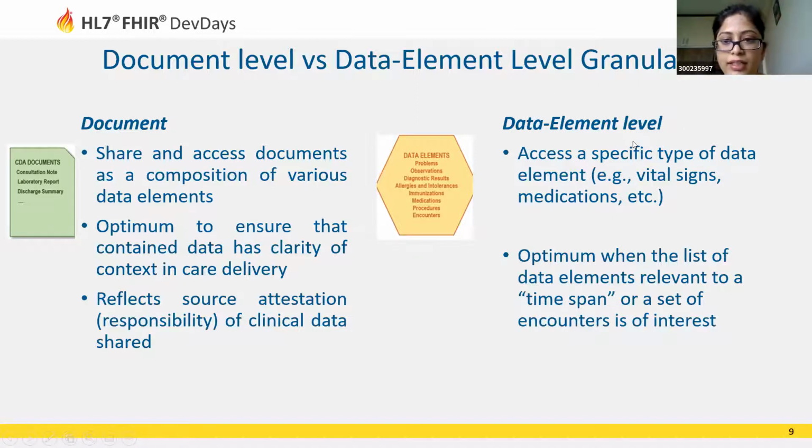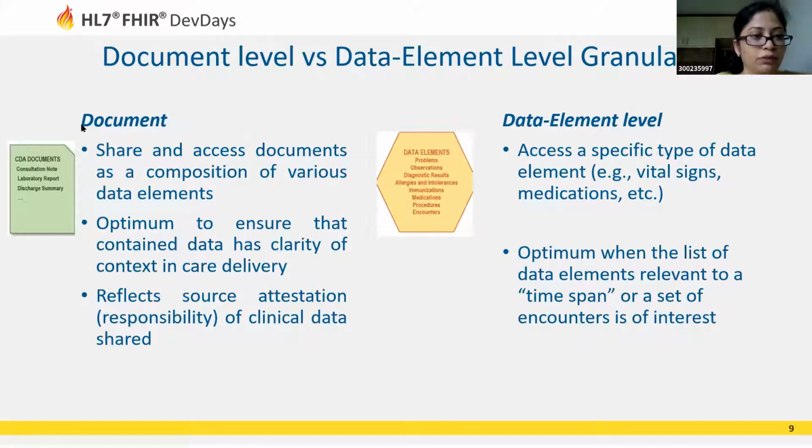In the case of data level, it enables access to specific types of data elements, which could be observations, medications, immunizations, conditions, etc., that are extracted from a given document and given as a response to a FHIR query. The other could be a scenario where, based on a time span, we just have to provide certain data elements. In such cases, data element level granularity is useful and comes into play.